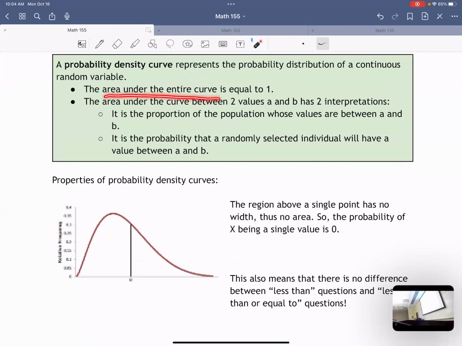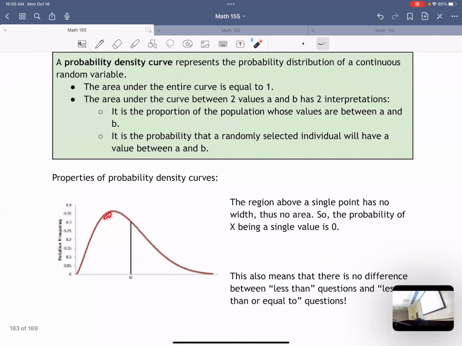The area under the entire curve is going to be equal to 1. Remember when we did the 68, 95, 99.7 rule and we shaded in areas underneath the normal curve? Well, if I shaded in everything, that would be 100% of the data, which in decimal form is 1, right? So everything shaded together is everything. So that probability has to be 100% or 1, okay?